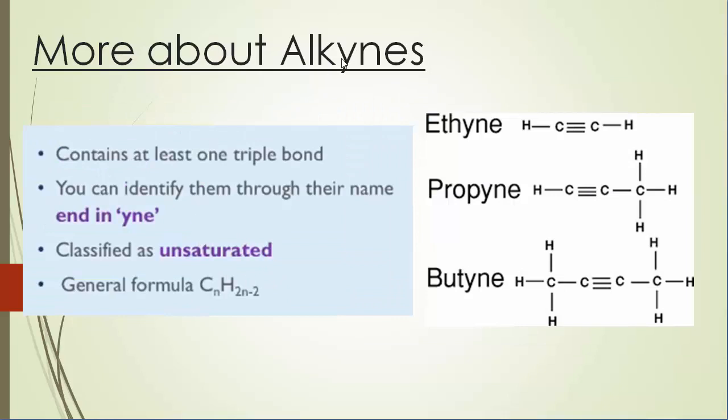The last one is about alkynes. Alkynes contains at least one triple bond. If you see here to the left, you can identify them through the name ending in YNE, and it is classified as unsaturated hydrocarbons. The general formula is like that.